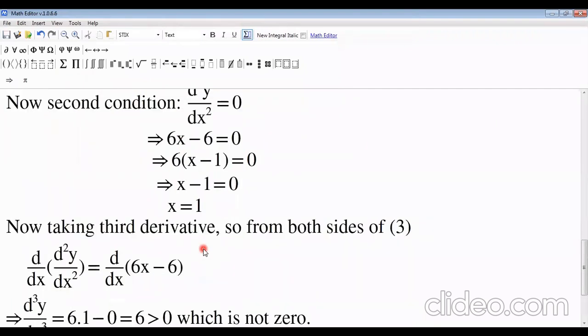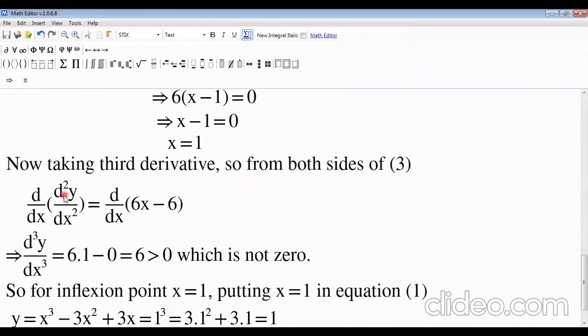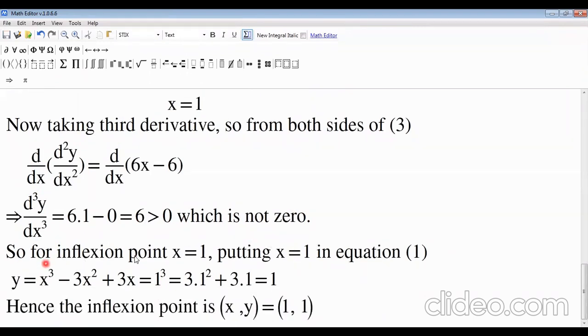Now we are testing for the third derivative. Taking another differentiation of 3, we get the third derivative, d cubed y by dx cubed, which is 6. The third derivative is positive, so you have to stop here. The third derivative is positive, that means not 0. So the inflection point will be at x equals 1.